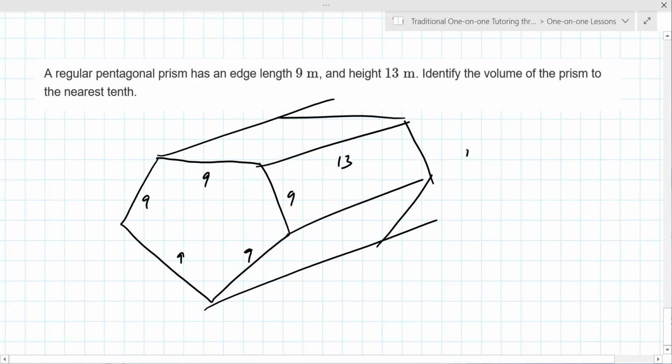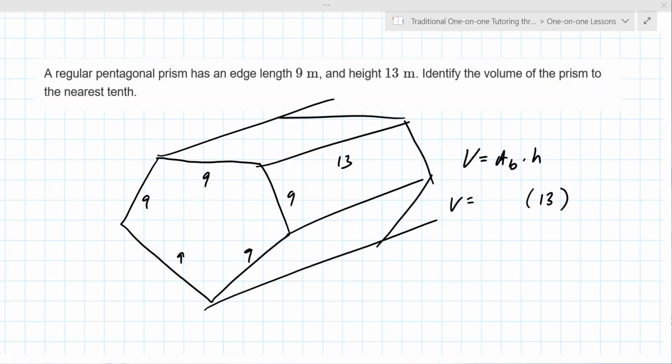$13. So the volume is the area of the base times the height. The height is 13. You've got to find the area of the base. Okay. $1,812.2 is my final answer. Yeah, that's your final answer for everything? Yes. All right, got it.